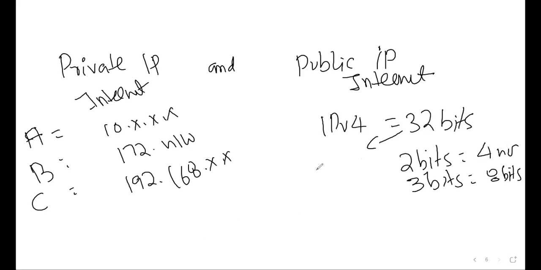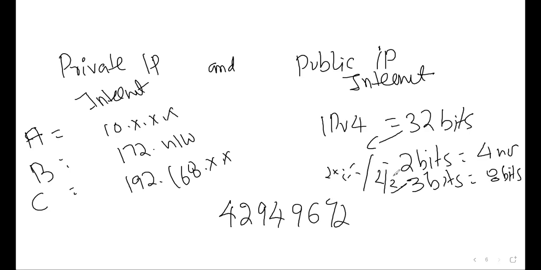What if I say 32? 2 raised to 32, which means 4294967295. This is the outcome when you do 2 raised to 32. So that's about 429 crores of IP addresses.